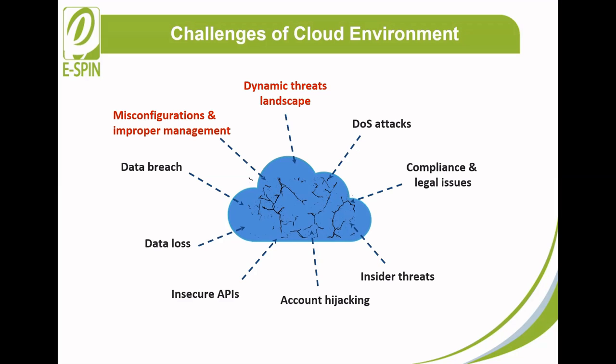2. Misconfiguration and improper management. A significant portion of cloud security incidents stems from misconfigurations and improper management of cloud resources. Misconfigurations can occur in various aspects of cloud services, such as storage settings, access controls, and network configurations. Improper management includes failing to apply security patches promptly, neglecting to enforce strong authentication measures, and overlooking regular security audits.